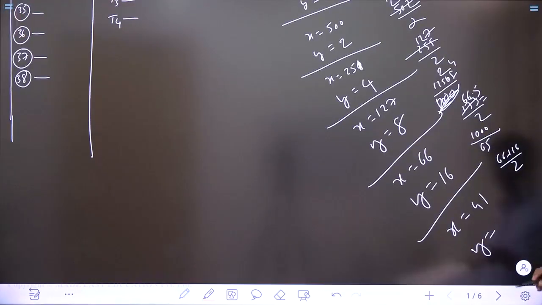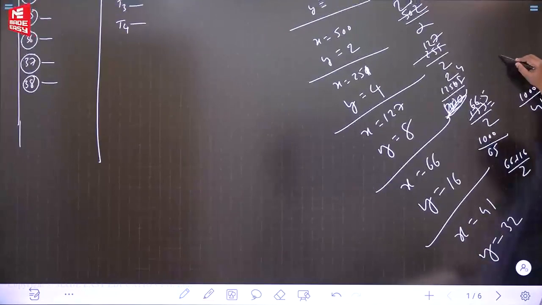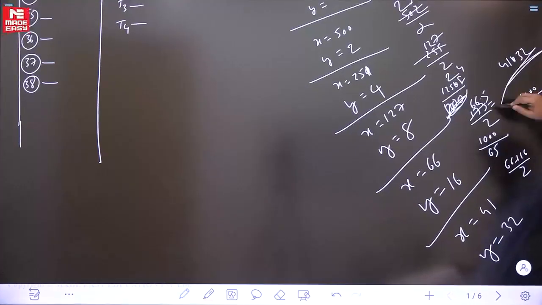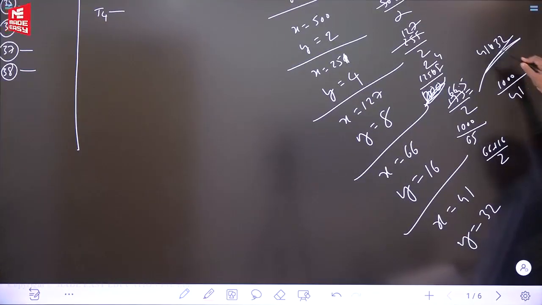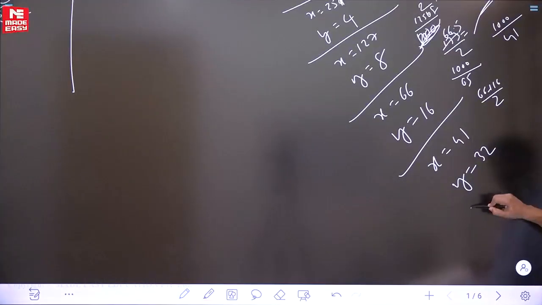Y is equal to what is the answer? M by x. 1000 by 41. So what is the answer? If you want, you can check, approximately it will go to double again, 32 maybe. Let's check here. 41 into 32, how much approximately? If you multiply both of them, 4 3s are 12. Approximately like that only. Continue like this one.